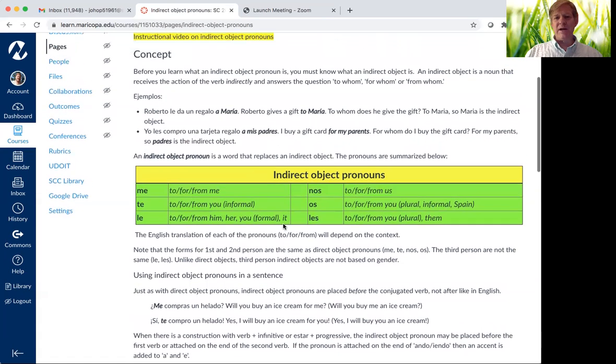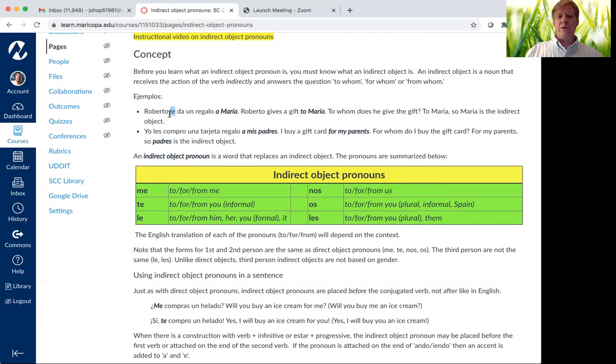So let's see some examples of that. Roberto le da un regalo a María. A María is the indirect object, and yet here's the pronoun identifying María. This is common. When the object pronoun is third person, it can refer to anybody in the world. And so we often include the indirect object together with the indirect object pronoun. When the indirect object pronoun is something obvious like me or te, then it's not necessary to include the object as well, the noun as well.